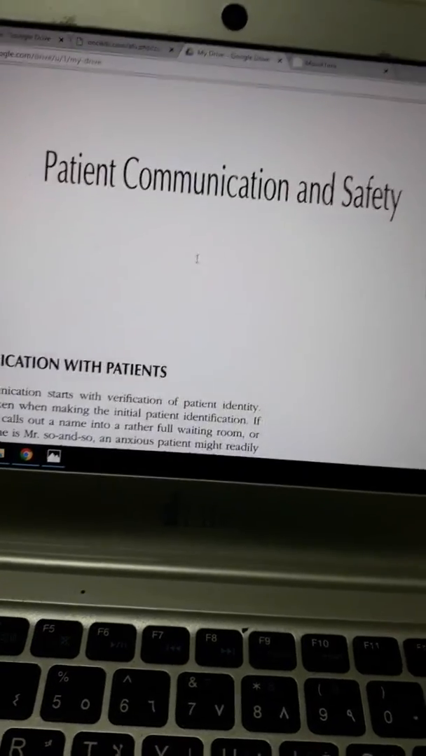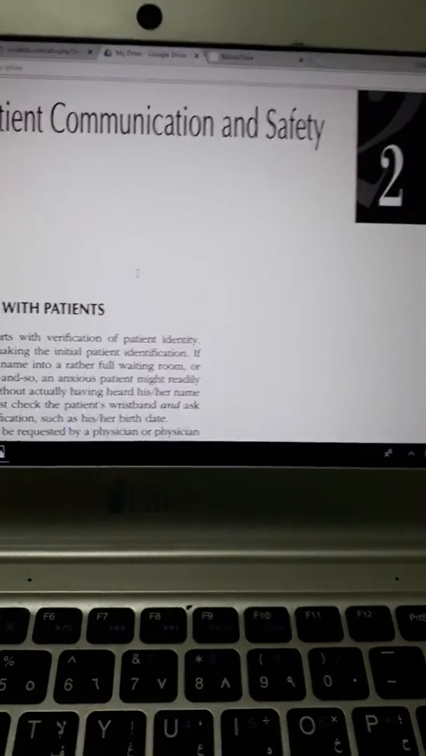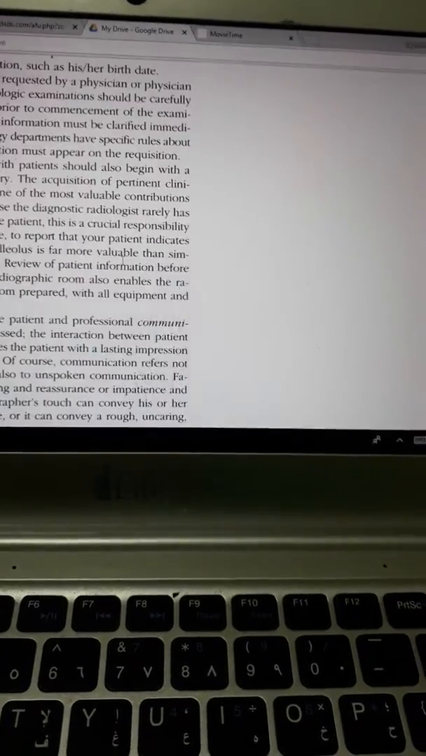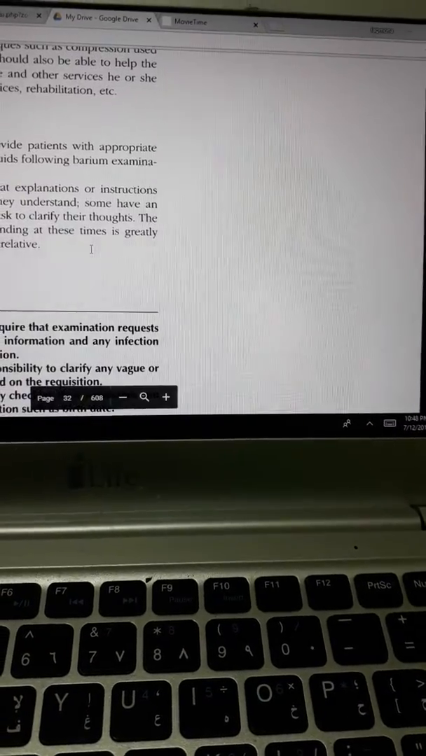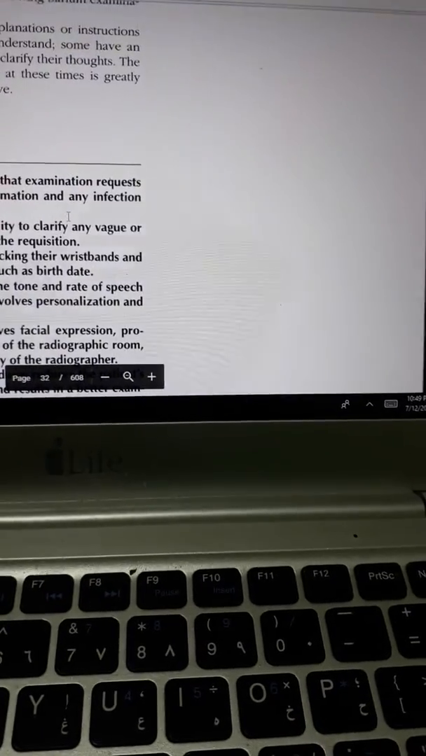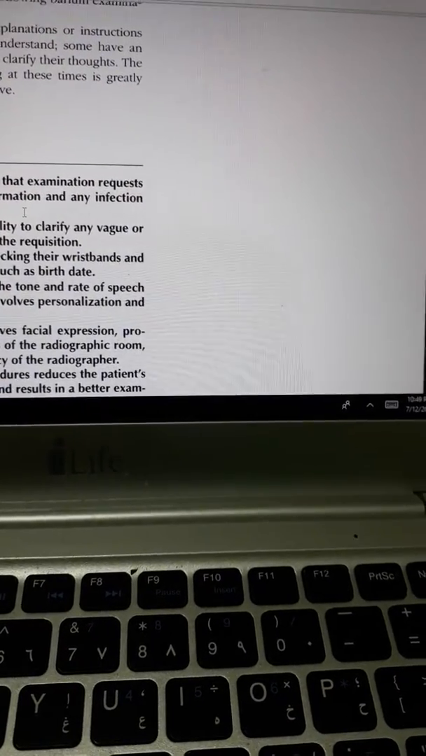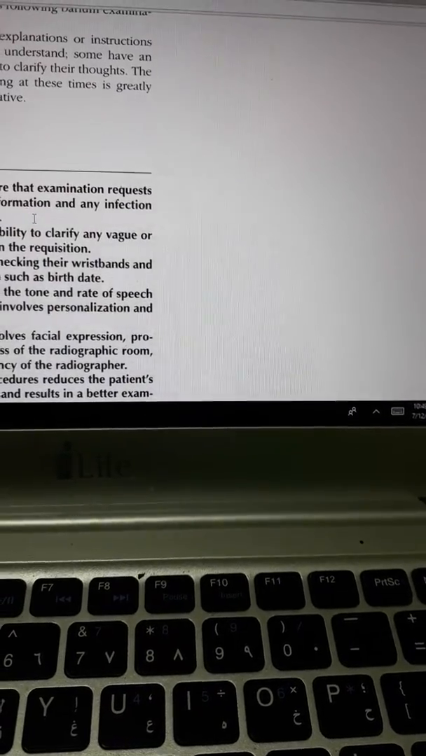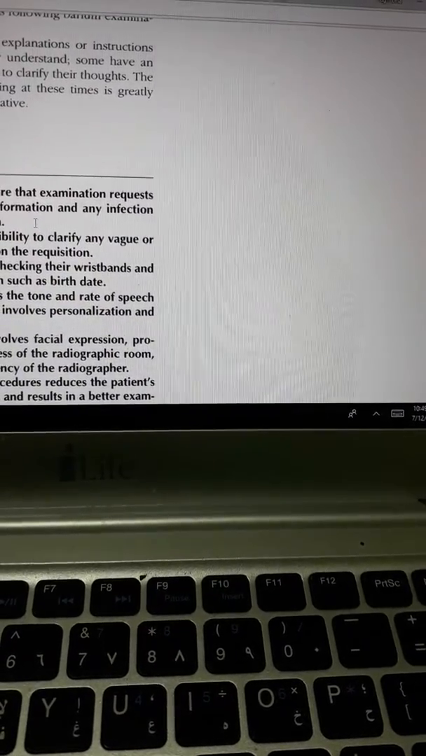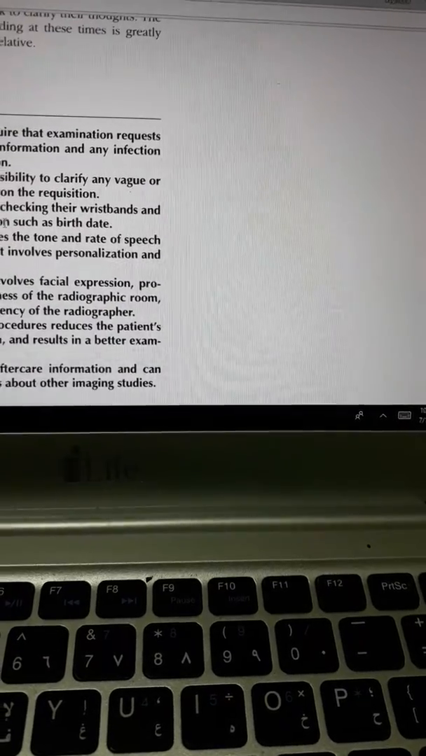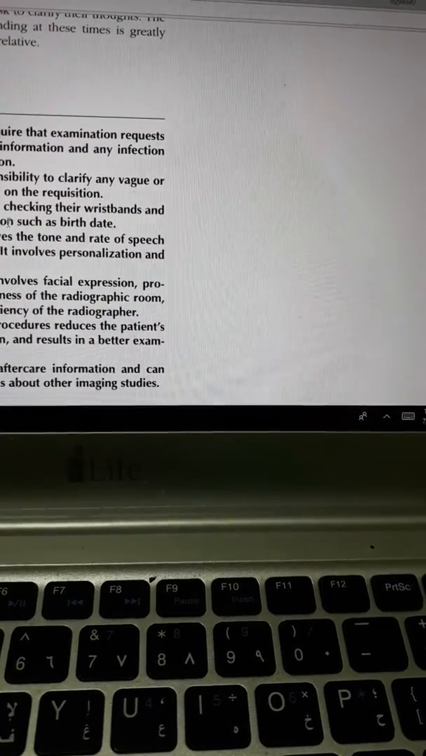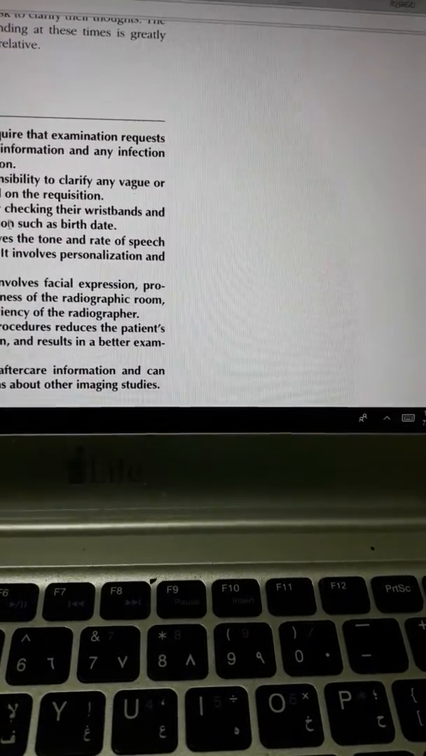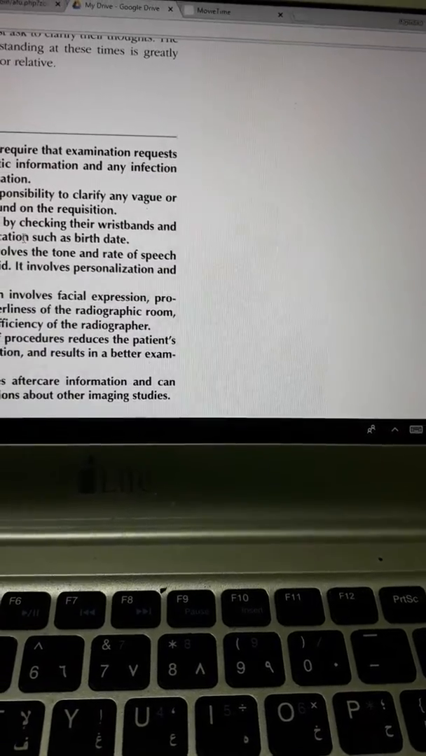This is the second lesson on patient communication and safety. Now we will move towards the summary of this lesson. So here is a quick review of the lessons. Most healthcare facilities require that examinations requested include pertinent patient diagnostic information and any infection control or isolation information. It is the radiographer's responsibility to clear any vague or conflicting information found on the requisition.